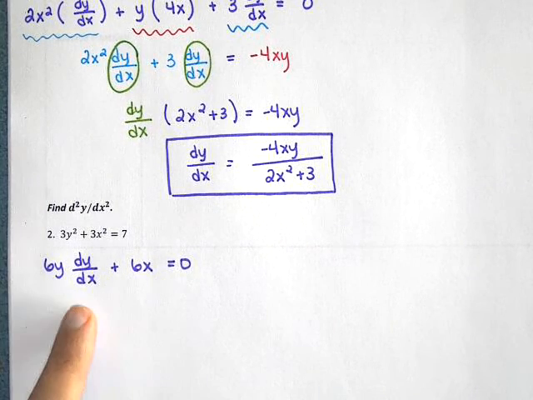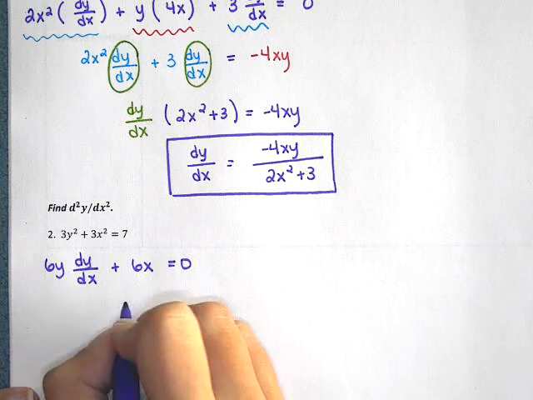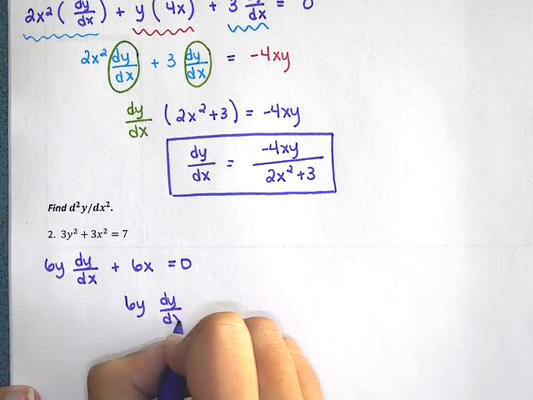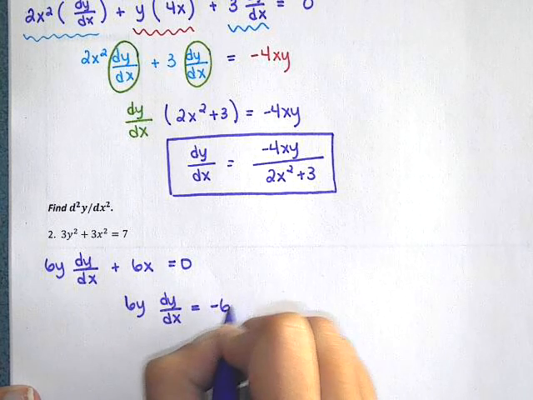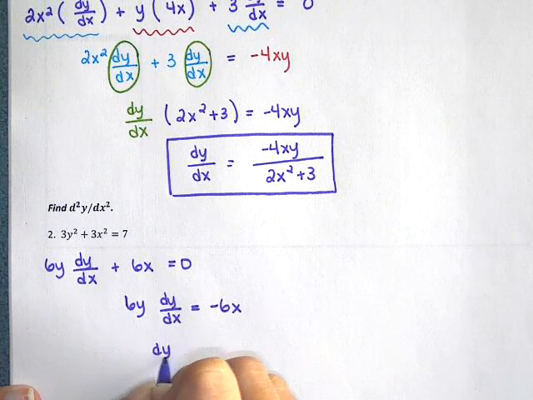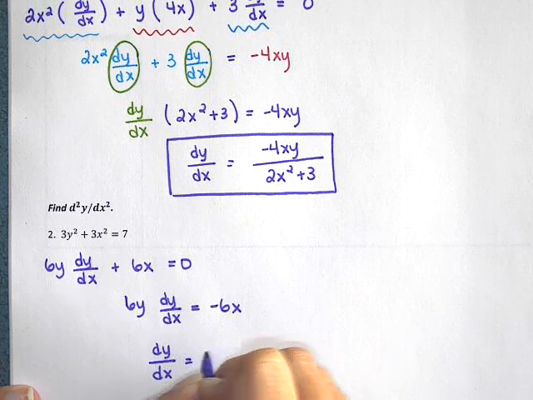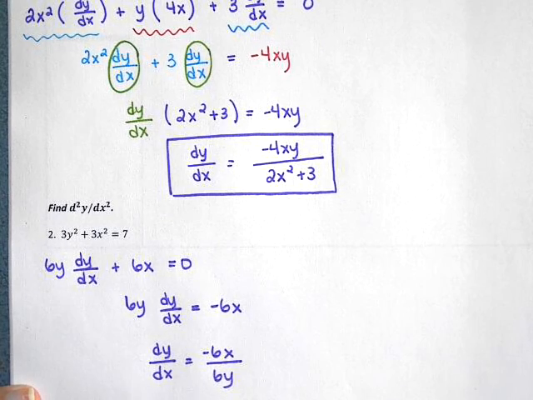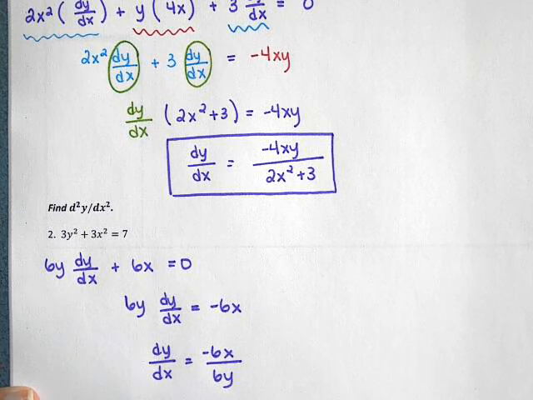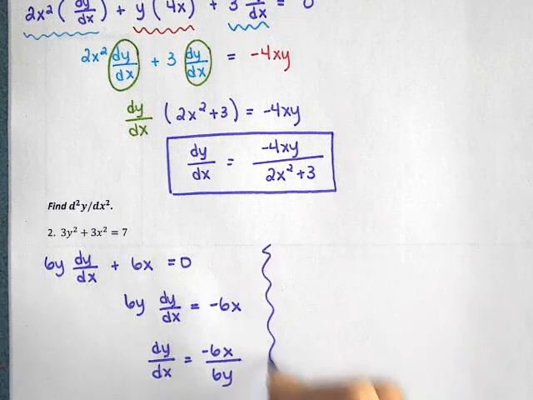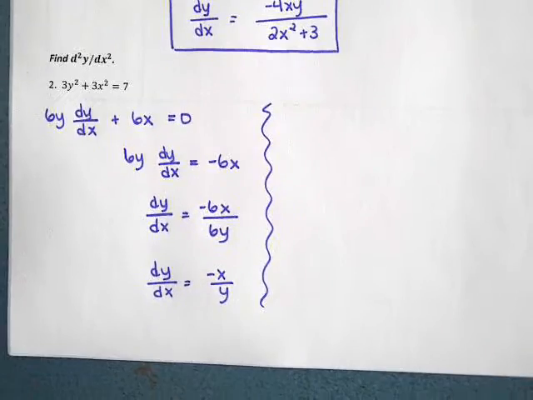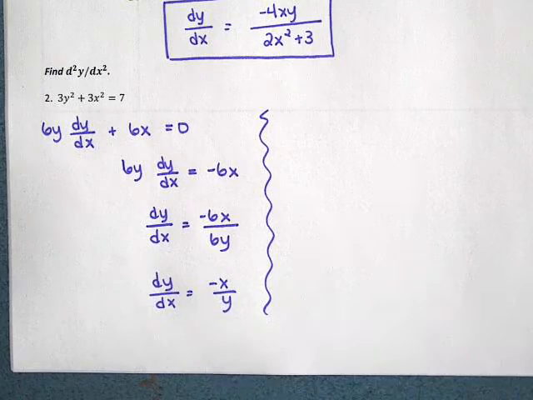Again, I want to get the dy/dx by itself, so since there's only one term that has that, it's a little bit easier this time. 6y dy/dx equals negative 6x, and then when you divide, you get negative 6x divided by 6y. Again, I think reducing this is a really good idea because we know what comes next. We need to do this again. So let's find the second derivative now. Sorry, I did reduce it and divide it by 6.